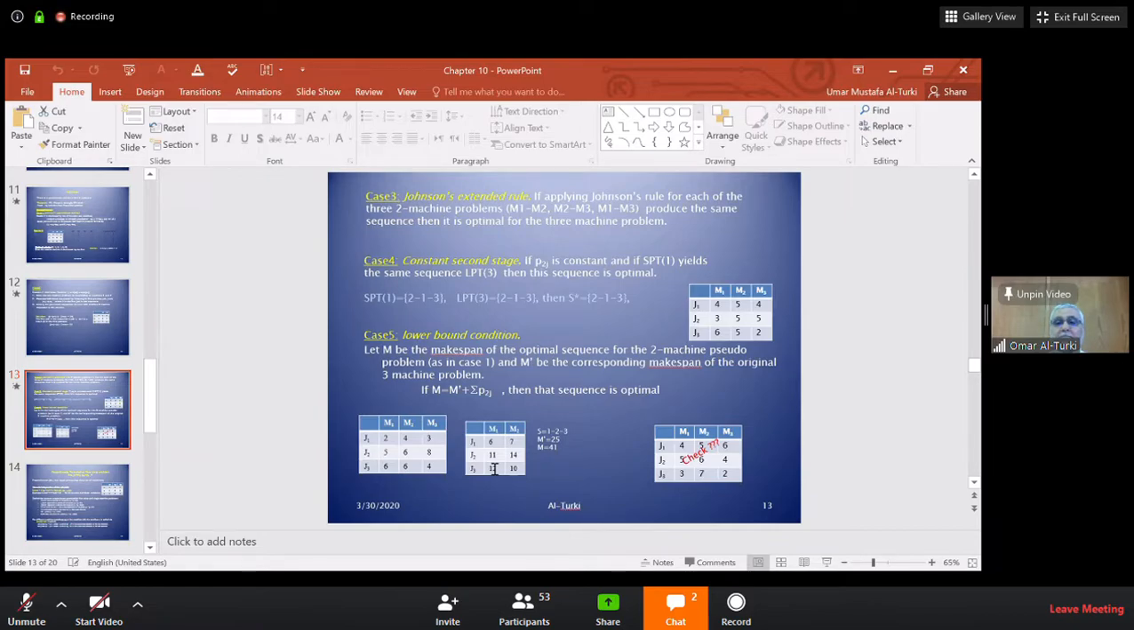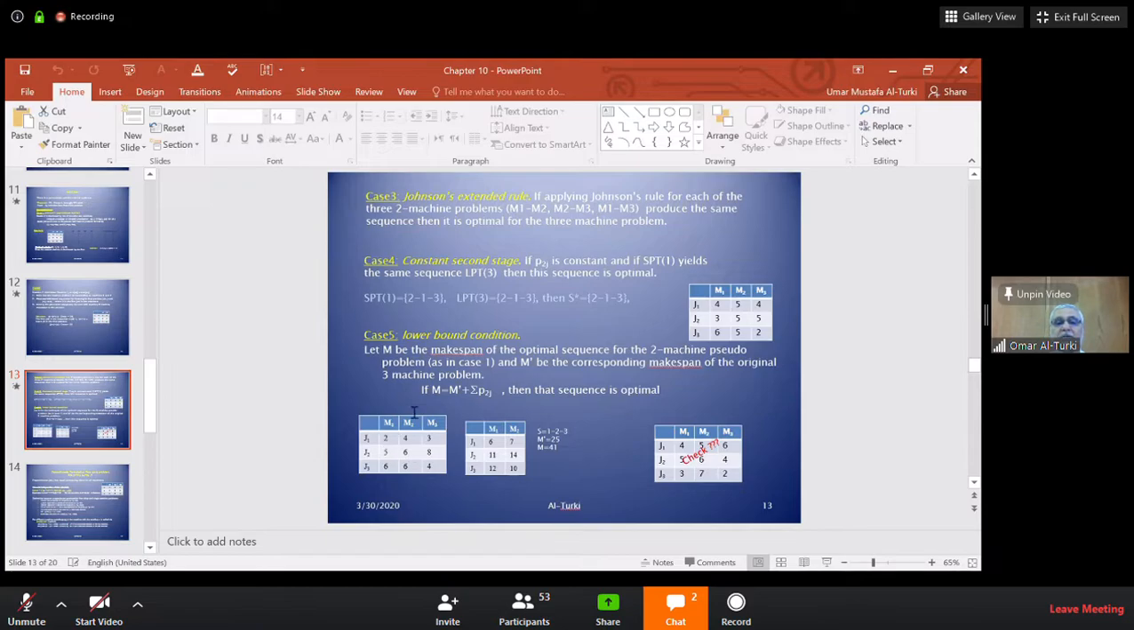Is that clear? Again, Doctor, the last point, please. Now, if the difference between the makespan of the sequence 1, 2, 3 here and the makespan of 1, 2, 3 here for the two machine problem equals the total processing time of the second machine, then the sequence is optimum for the original problem. So yes, 1, 2, 3 is optimum.